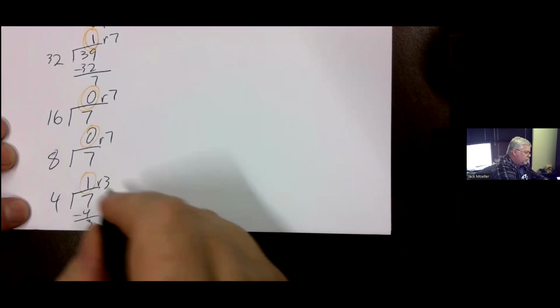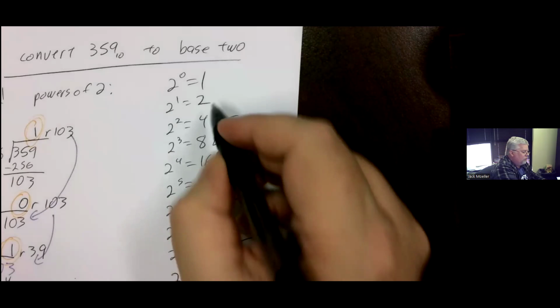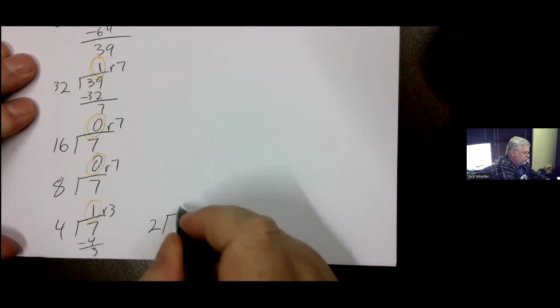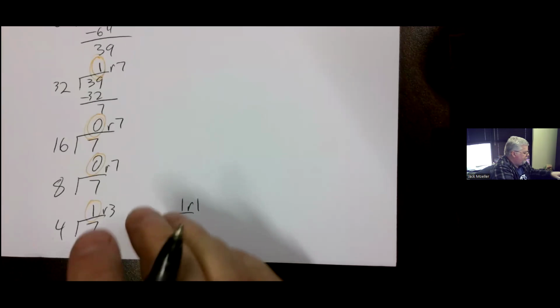Now I'm running out of room, so I'm going to start going sideways, but I still want to keep in order. And so we have a remainder 3. So we're going to do 3 divided by what? Well, we've divided by 4, so now we divide by 2. 3 divided by 2, it'll go in once. The remainder 1.